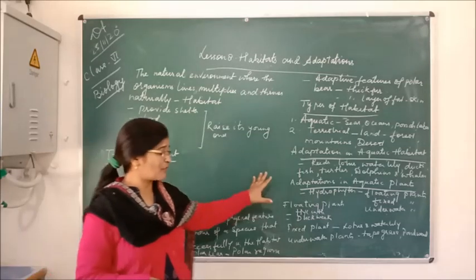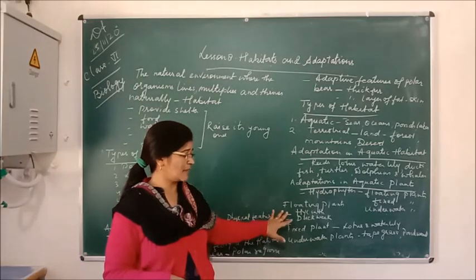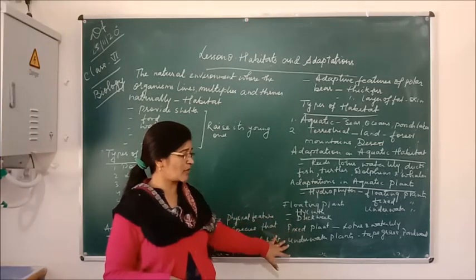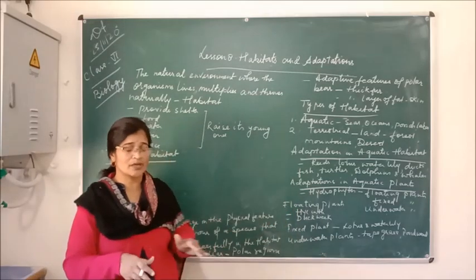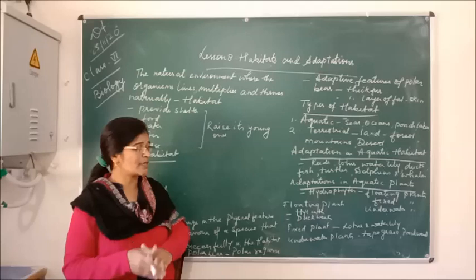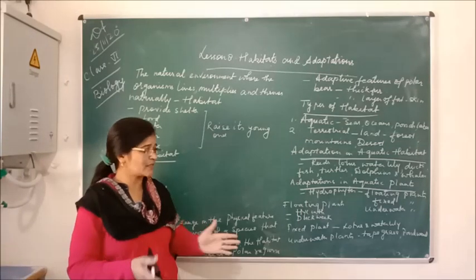And the different characteristic features of these floating plants like hyacinth, duckweed, or fixed plants or underwater plants, they have some particular features so that they can survive in the ponds, lakes, or oceans. So what are the features which are present in them, that I will discuss in the next class.